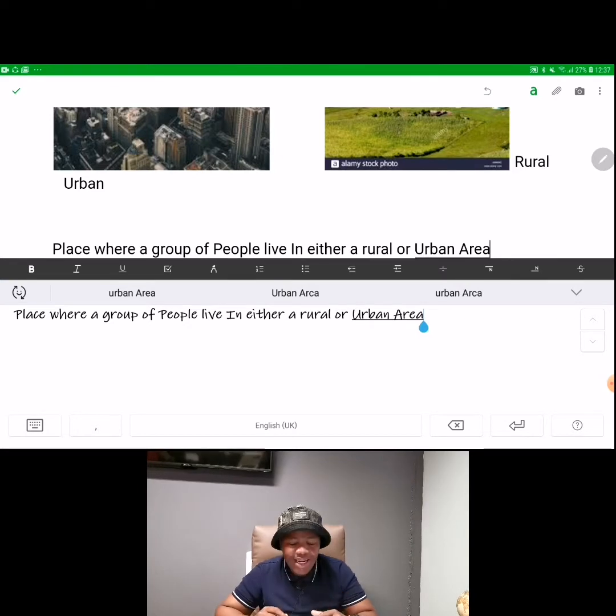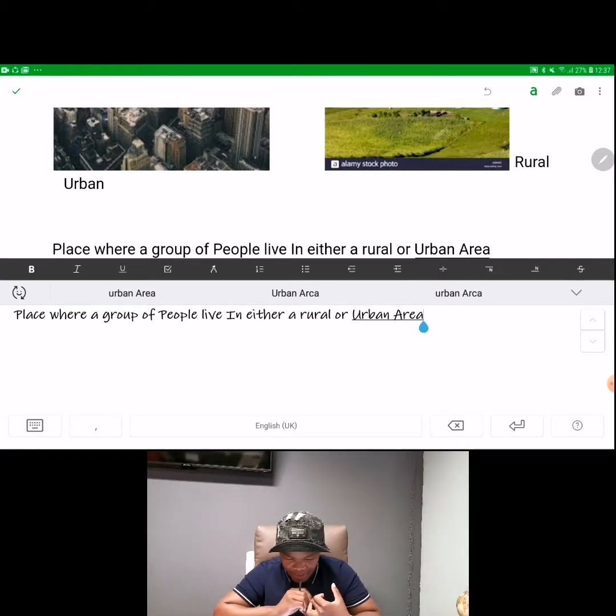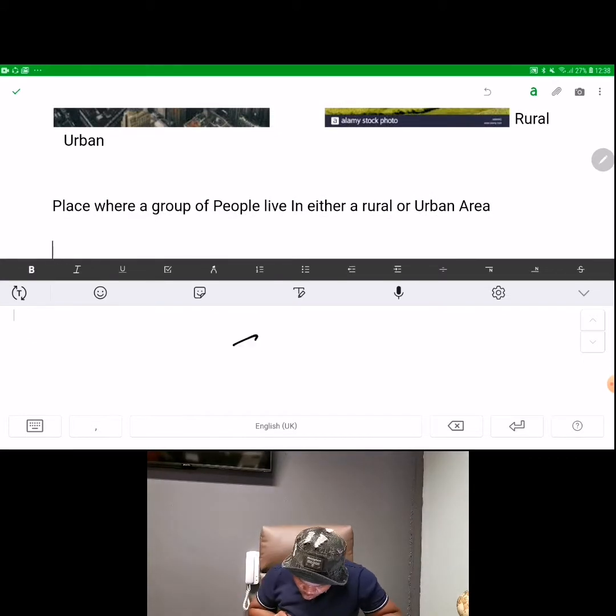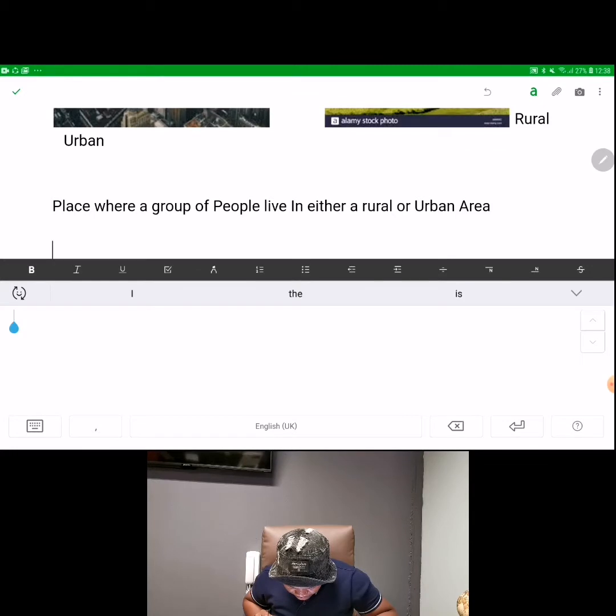And then again, as I've said, a settlement can be classified into two. It can be either a rural settlement or an urban settlement. We will discuss that later when we speak about rural and urban settlements. But the thing that I want you to focus on is a site.